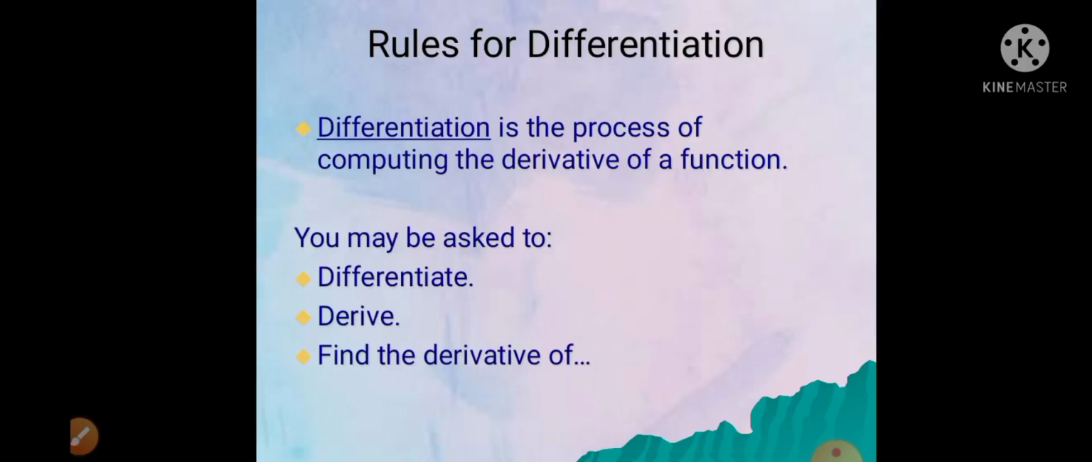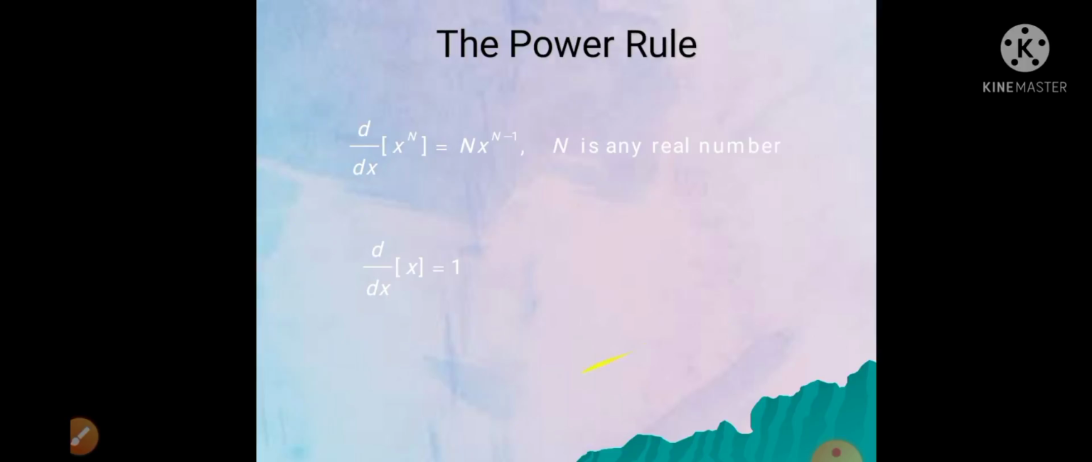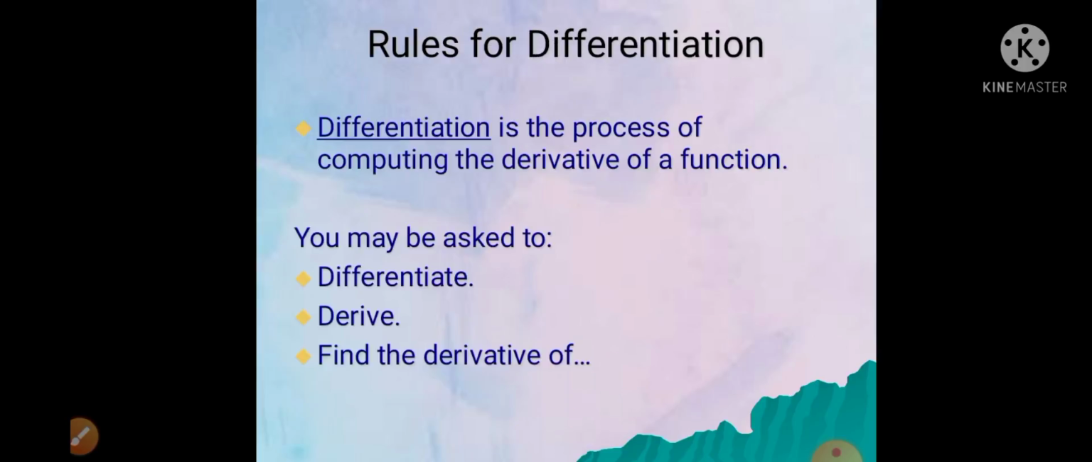Rules for differentiation. Differentiation is the process of computing the derivative of a function. So you may be asked to differentiate, derive, or find the derivative of a function. Working with the definition of the derivative is important because it helps you really understand what the derivative means.